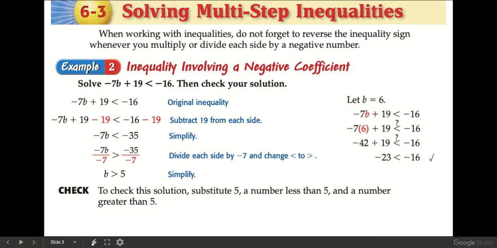Let's try a number greater than 5, right? Which is what our answer says, like 6. If we put 6 in, negative 7 times 6 is negative 42. Negative 42 plus 19 is negative 23. Clearly, negative 23 is actually less than negative 16, right? It'd be further left on the number line. So that one does check out. So our solution set is that for all b's in this problem, b must be greater than 5.